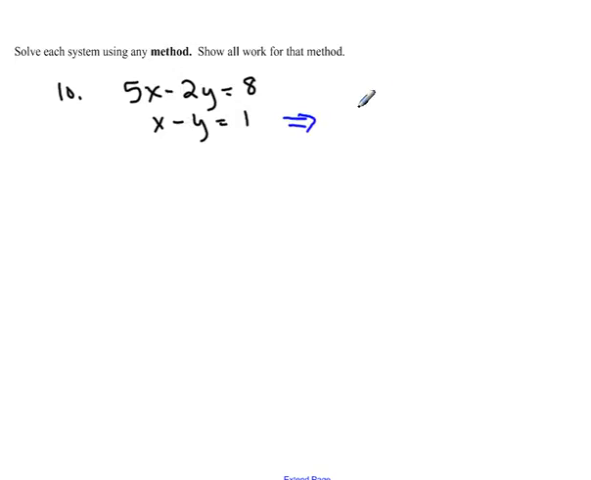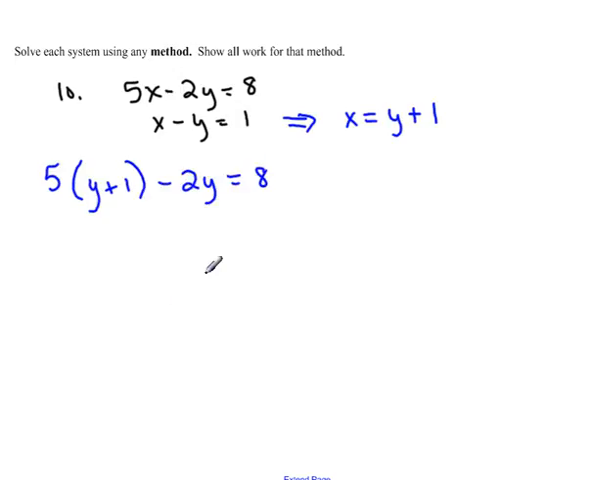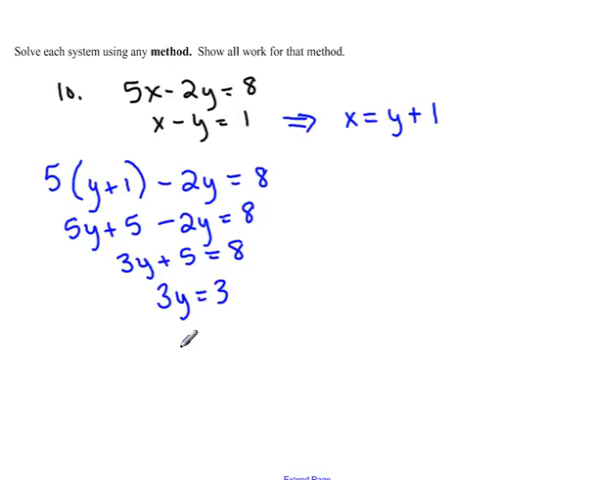If I chose to solve this bottom equation for x, I would add y to both sides. So I get x equals y plus 1. And now I'm going to substitute that in for the x in the top equation. So that would be 5 times y plus 1 minus 2y equals 8. Do the distribution, so you get 5y plus 5 minus 2y equals 8. Collect your like terms. 3y plus 5 equals 8. Subtract 5. 3y equals 3. And divide by 3. Y is equal to 1.